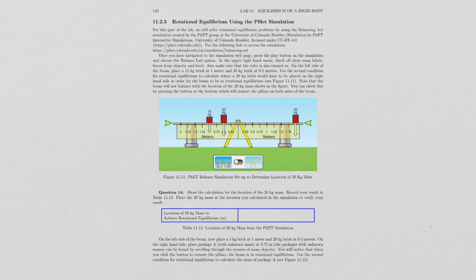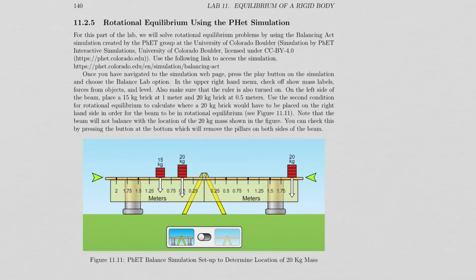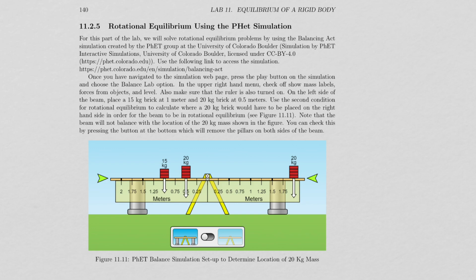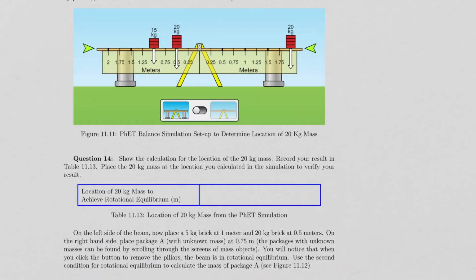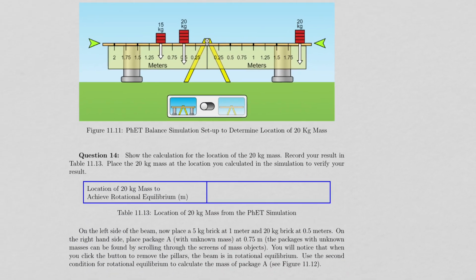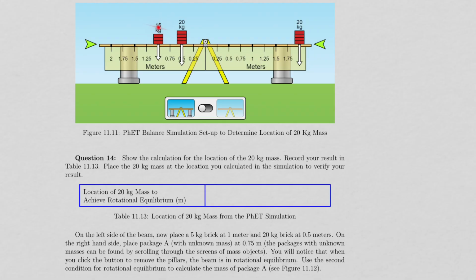The last part, I explained this pretty carefully in the last video. So I want you to watch that last video. I think it's really important to see. It gives you all the background information. And what you're doing for this part is for question 14, you're setting this up where you have 15 kilograms at 1 meter to the left of the axis of rotation, 20 kilograms at 0.5, and then you're calculating, using the fact that the sum of the torques is equal to 0, where a 20 kilogram mass will go, where it'll be placed, so that when you release this, it's completely balanced, okay?